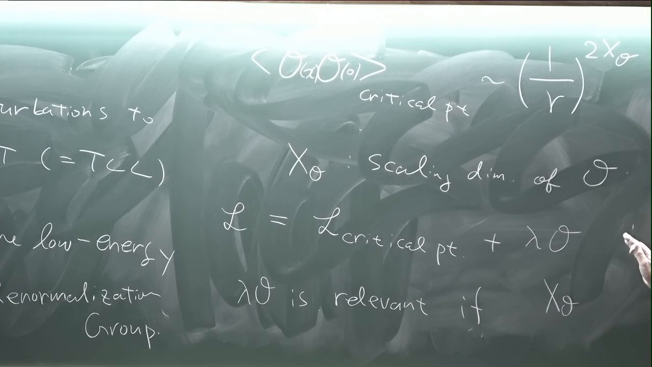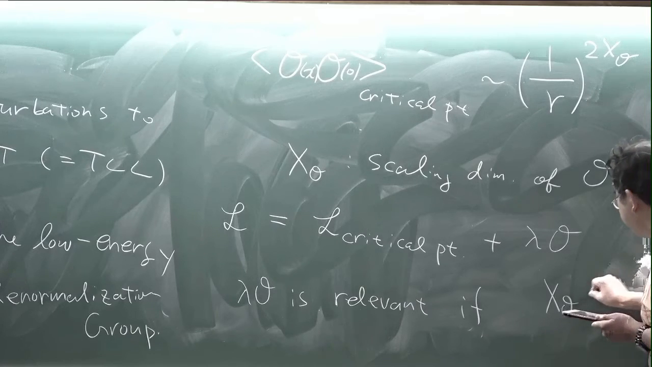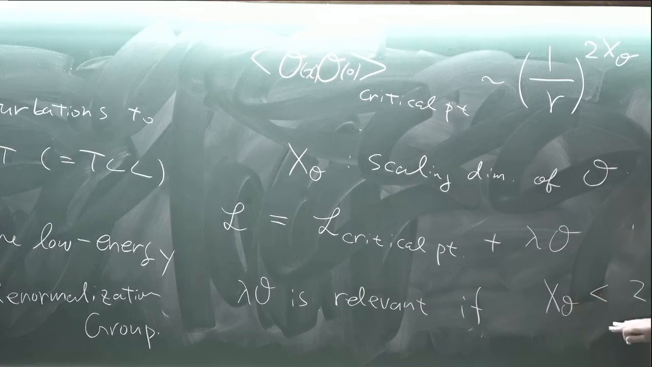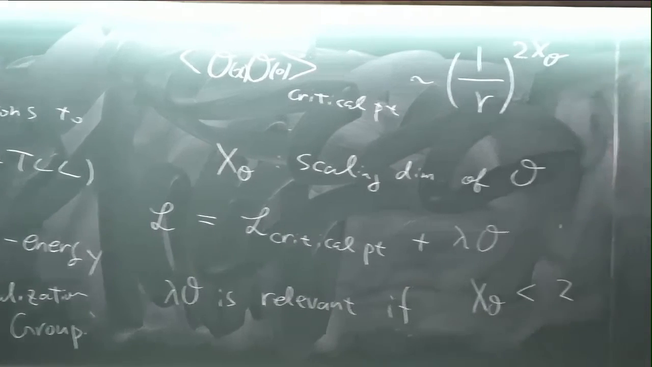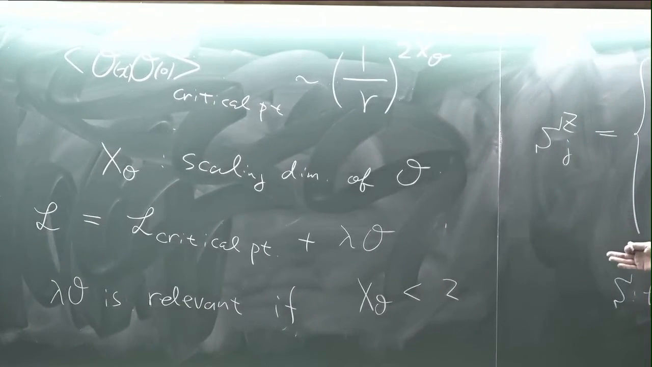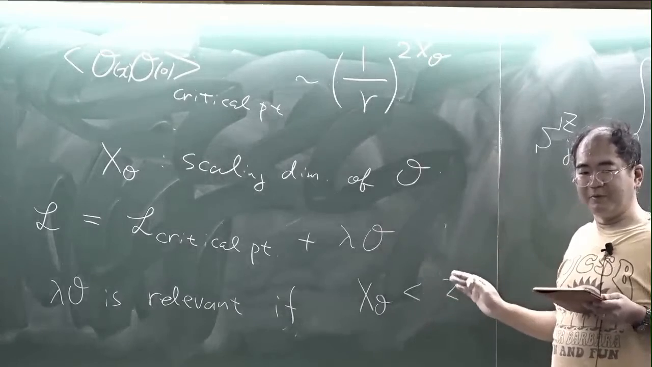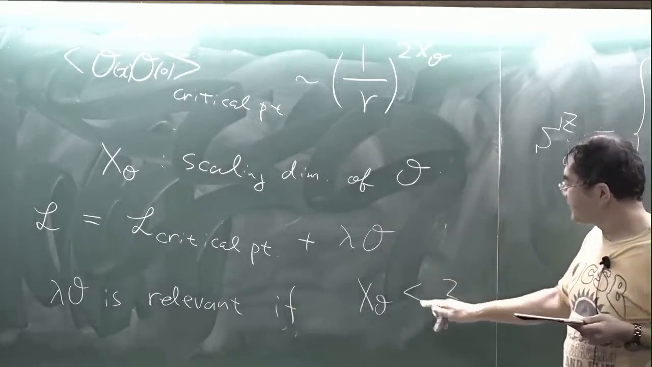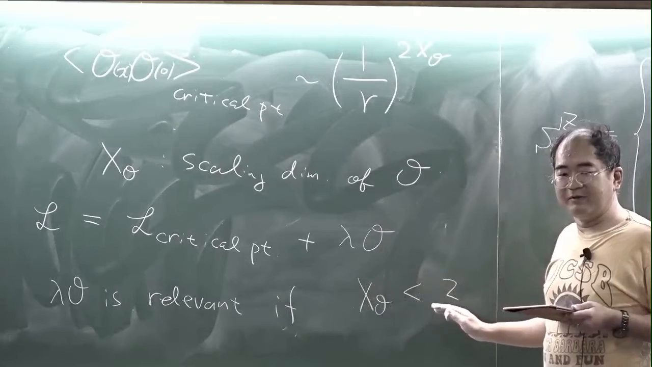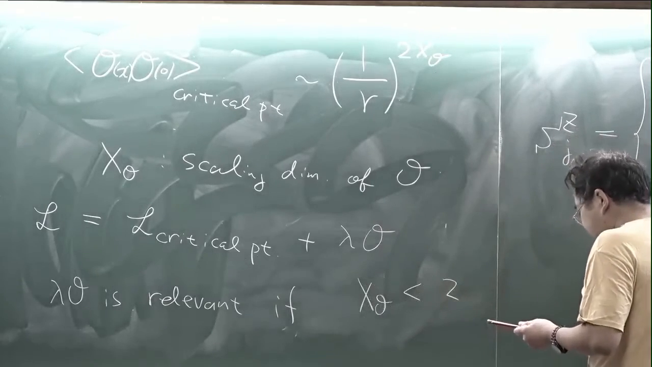And in this case, I'm considering a 1 plus 1D system, so 2-dimensional space-time. So this operator is relevant if the scaling dimension is less than 2. And if the scaling dimension is greater than 2, then this operator is irrelevant. So if you go to a sufficiently low energy limit, you can ignore this perturbation if this operator is irrelevant. So the question is whether your perturbation has scaling dimension less than 2.